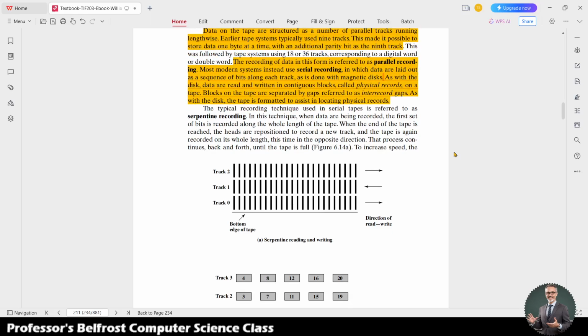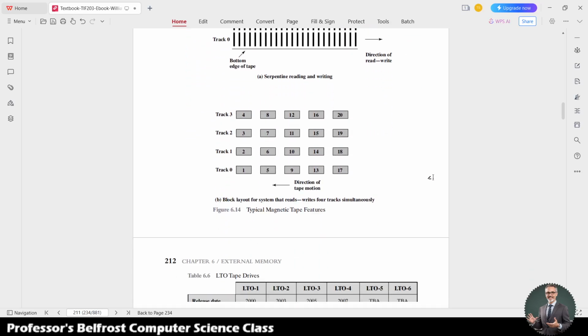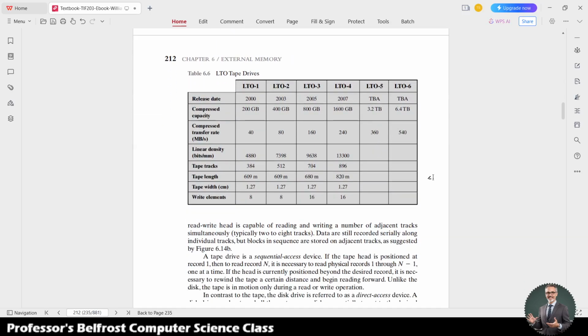We also have a typical recording technique called serpentine recording, where data are recorded, and the first set of bits is recorded along the whole length of the tape. When the end of the tape is reached, the heads are repositioned and record a new track, and the tape is again recorded on its whole length, this time in the opposite direction. So it goes back and forth, and this actually increases speed.